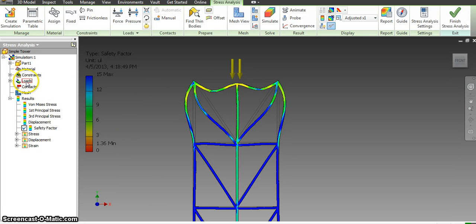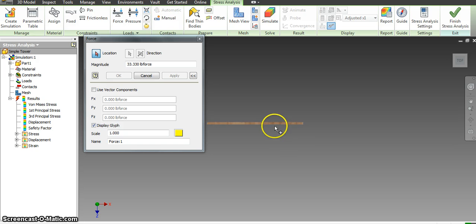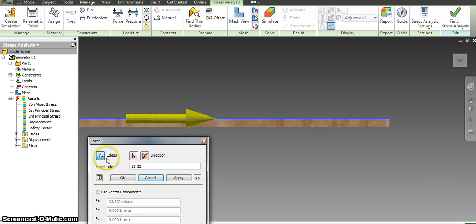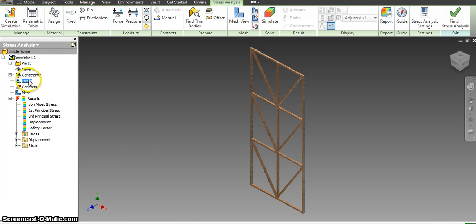Let's see. I'm going to go back because I don't remember. Let me edit this. I'm going to delete. I'm going to put a force, and let me just put this 33.33 pounds. I'll flip this over, put it on the surface. Okay, I want you to see something. See how it says edges? And I have an arrow that points sideways. That means I clicked on the wrong thing. So I have to cancel and start over.